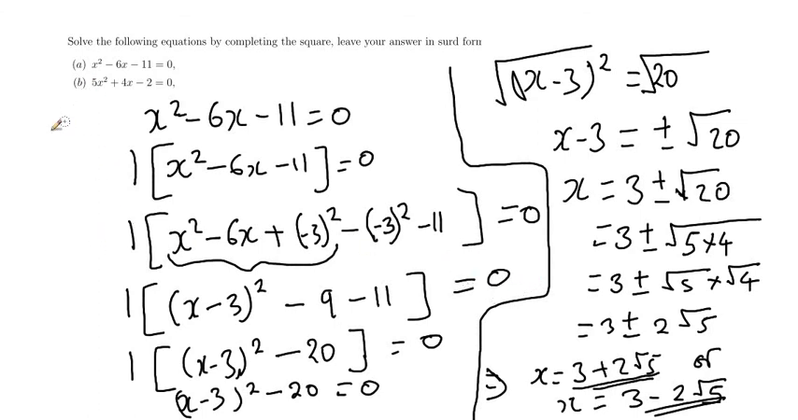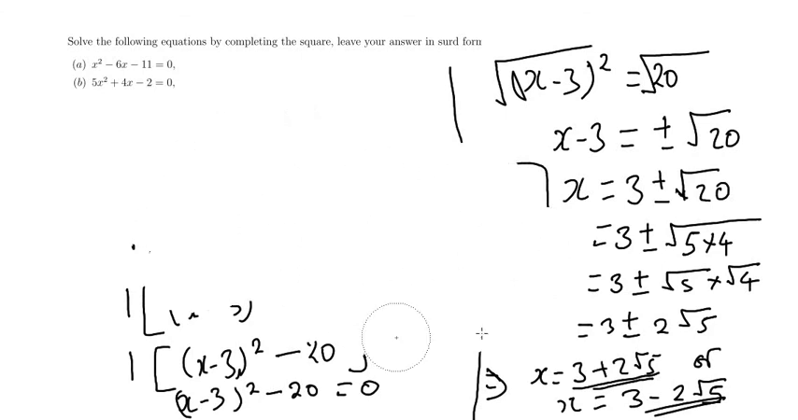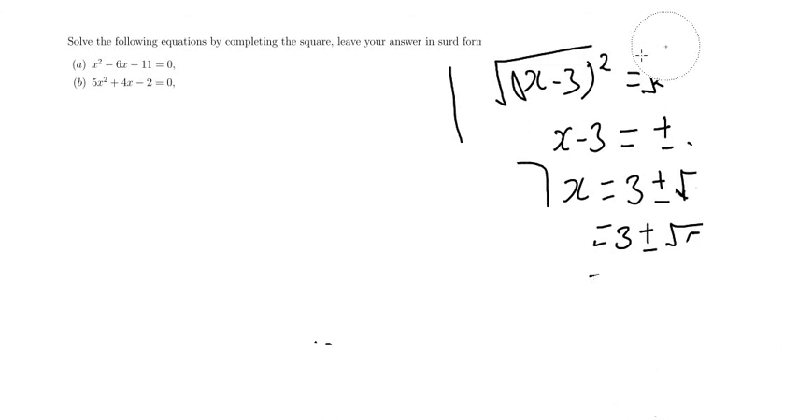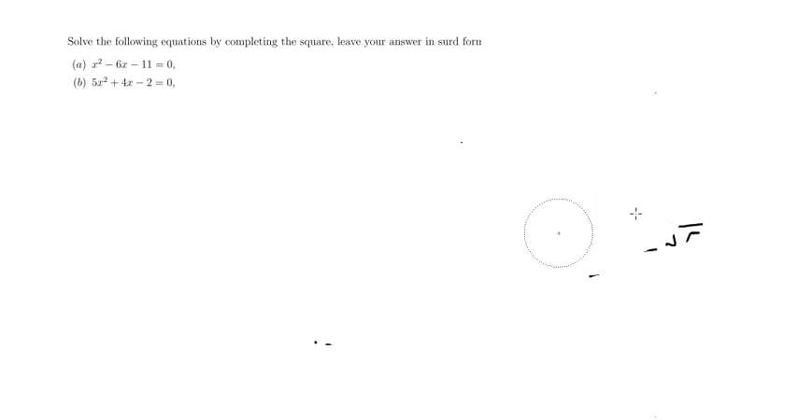Okay, let's go to the next question, which is part B. I'm going to rub this so that we can have some space. So we have been given 5x² plus 4x minus 2 is equal to 0. So we're going to use the same method where we will pull out the coefficient of the first term.